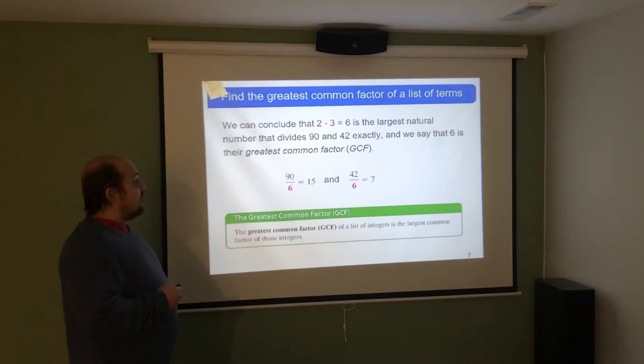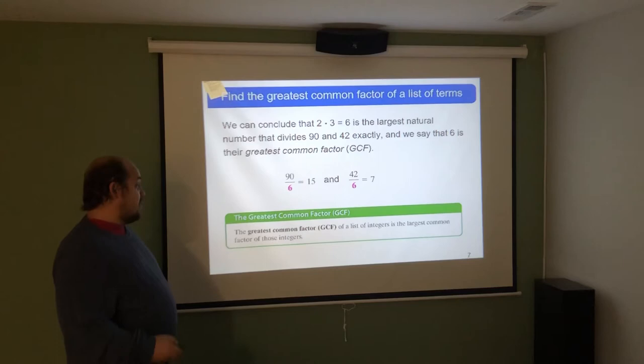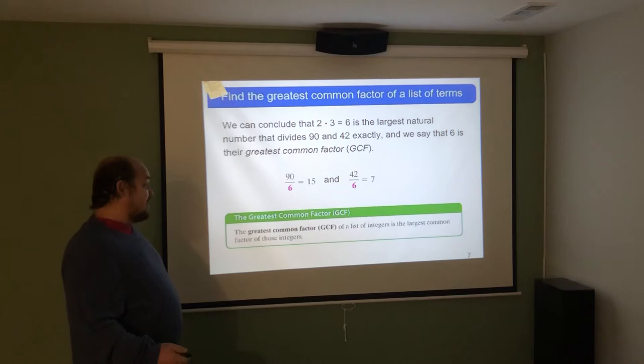So we conclude that 2 times 3 equals 6 is the largest natural number that divides 90 and 42 exactly. That means it's the greatest common factor. So it shows here 90 divided by 6 would give me 15, 42 divided by 6 would give me 7. So I could factor out a 6 from each of them as the greatest common factor. The greatest common factor of a list of integers is the largest common factor of those integers.